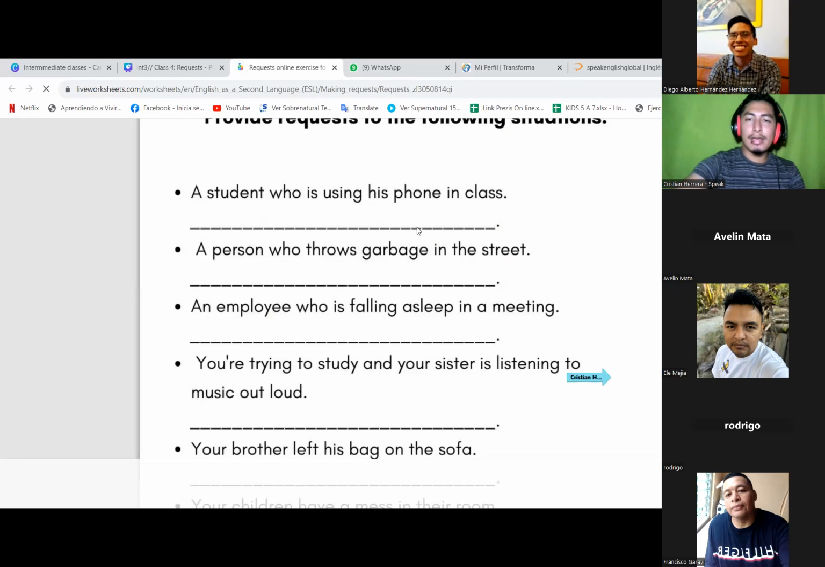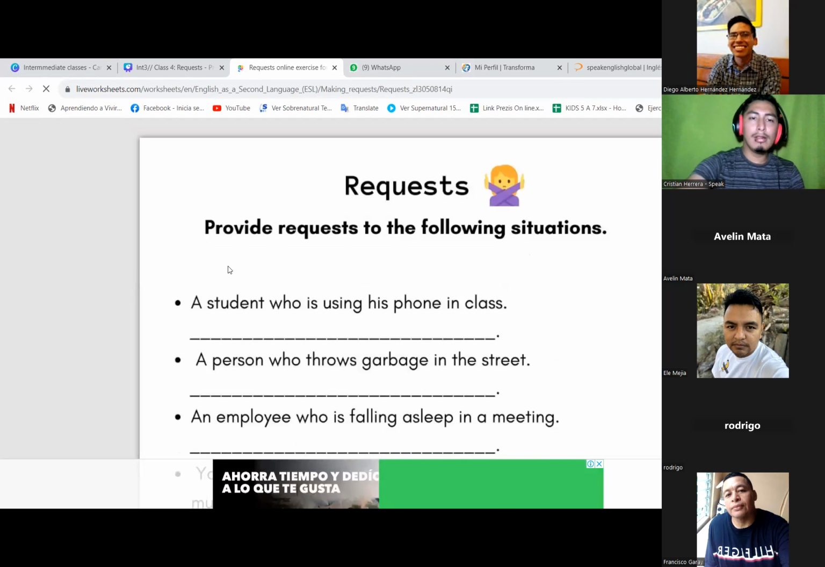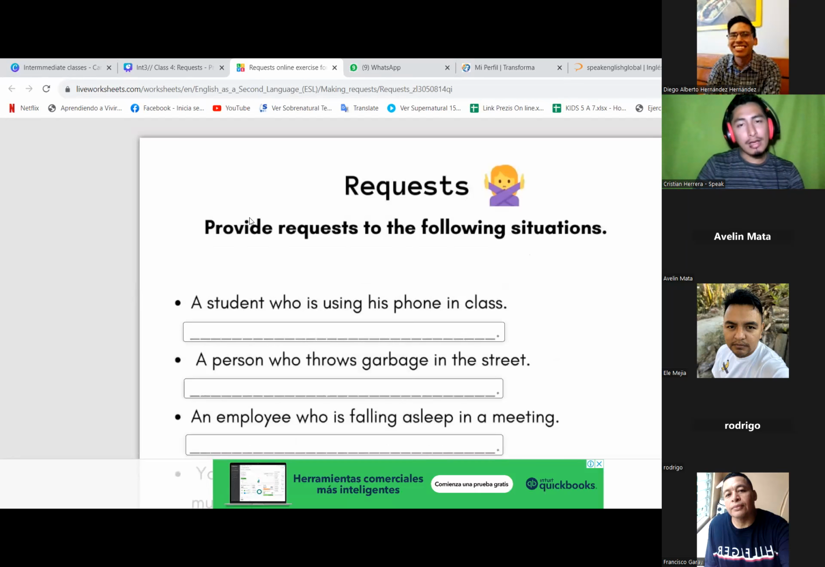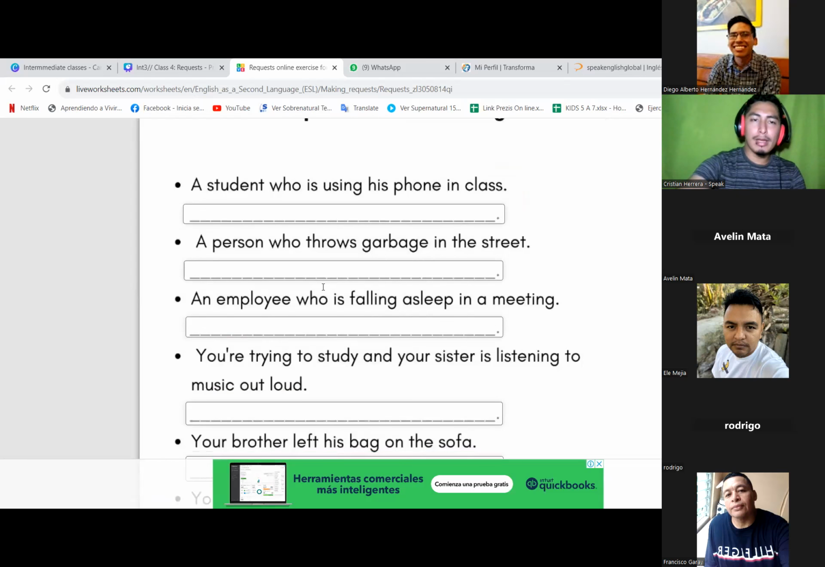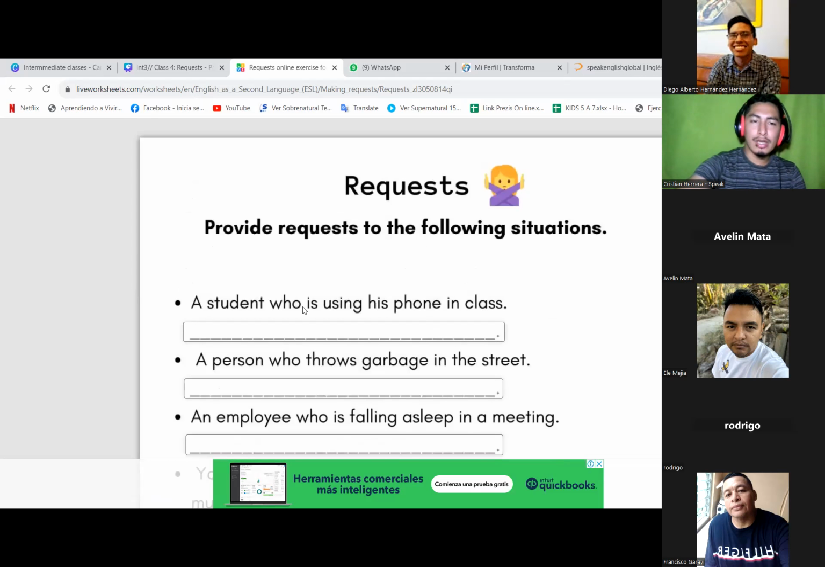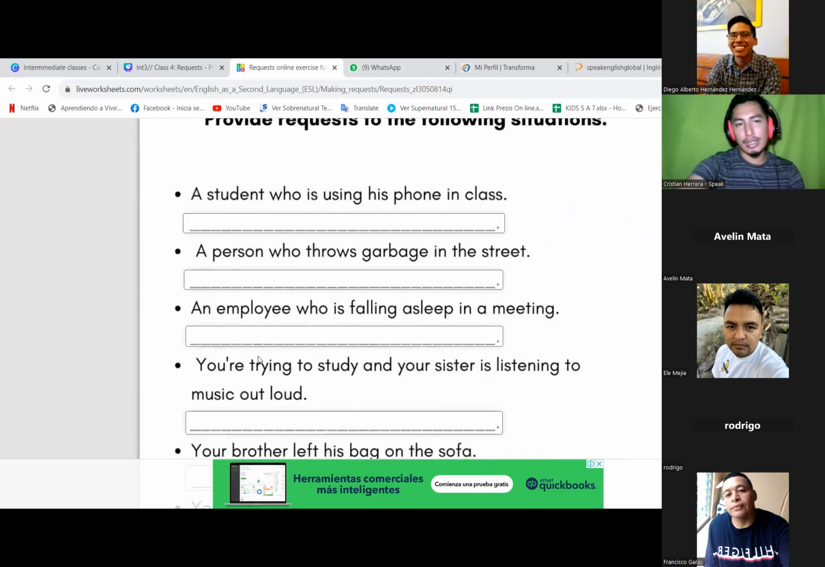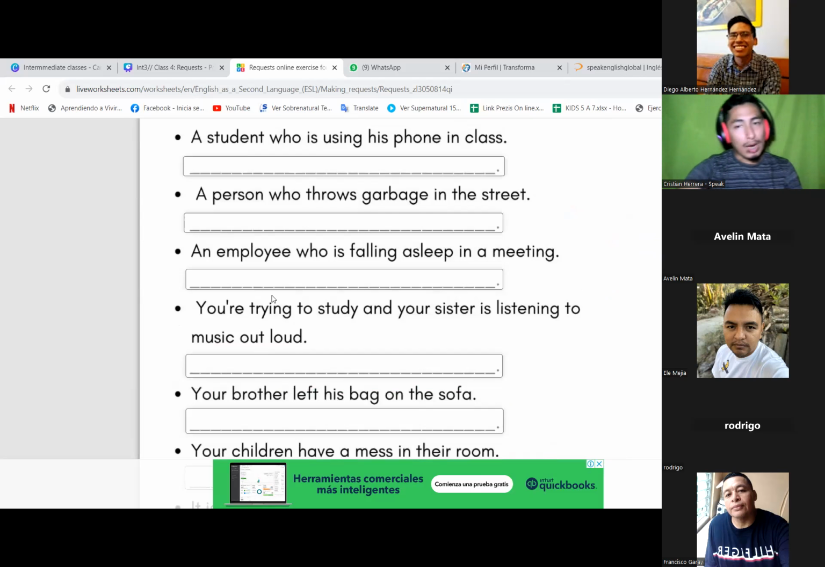Okay. As you can see over here, everybody, we have some examples. Look at the instructions: provide requests to the following situations. Remember that a request is when we offer to help someone, ask someone to do something for us, or make a request. There are 7 situations. We need to create one request using would, could, or can for these situations, right? I will give you 1 minute to think about one possible answer, but I will tell you what is your sentence.